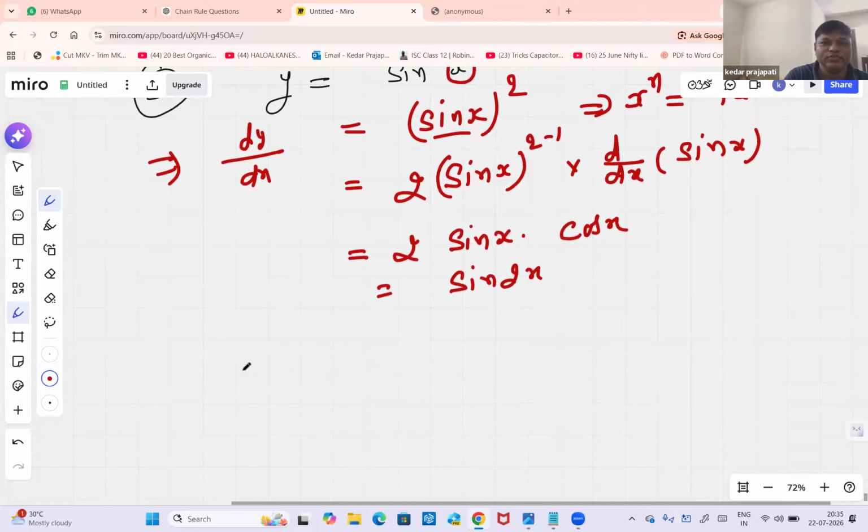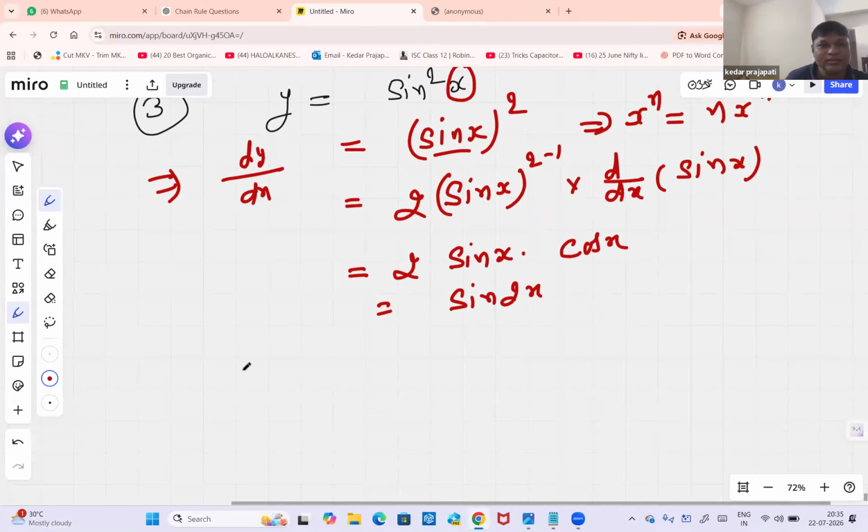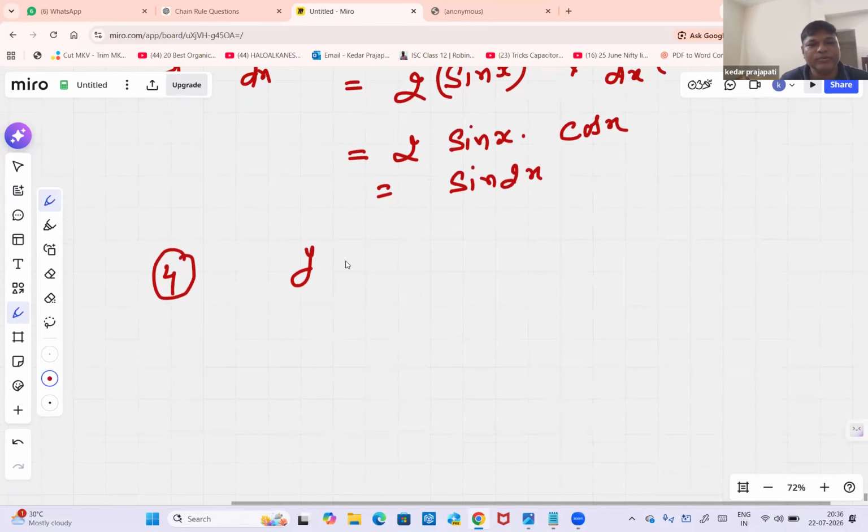Now I'm changing the question. So you should be familiar with how to solve each and everything. I'm changing the question to y equal to sine square x square. They will not write it like that. In exam, it will be coming like this. Very important.